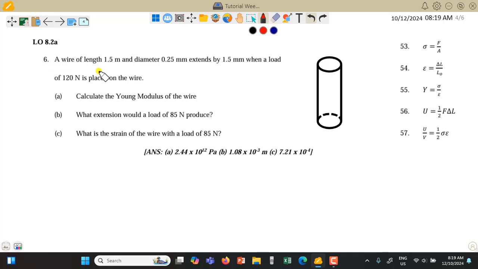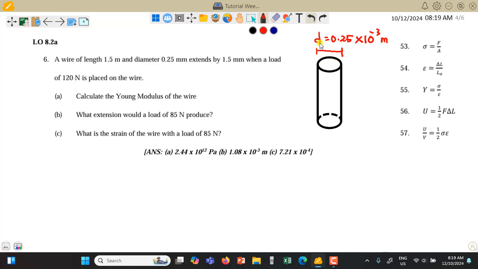So question 6, we are given a wire of length 1.5 meter and diameter 0.25 millimeter, which extends by 1.5 millimeter when a load of 120 Newton is placed on the wire. Since the question gives us the diameter, we understand that our wire is a round wire. The diameter is 0.25 millimeter. Change to meter, it will be times 10 power of negative 3 meter.